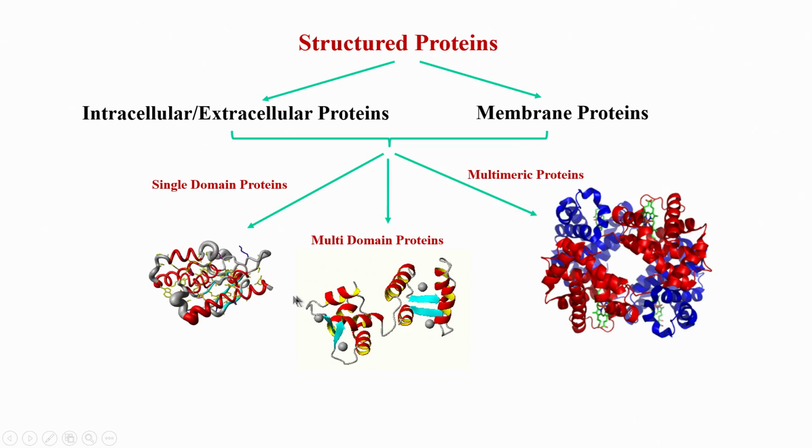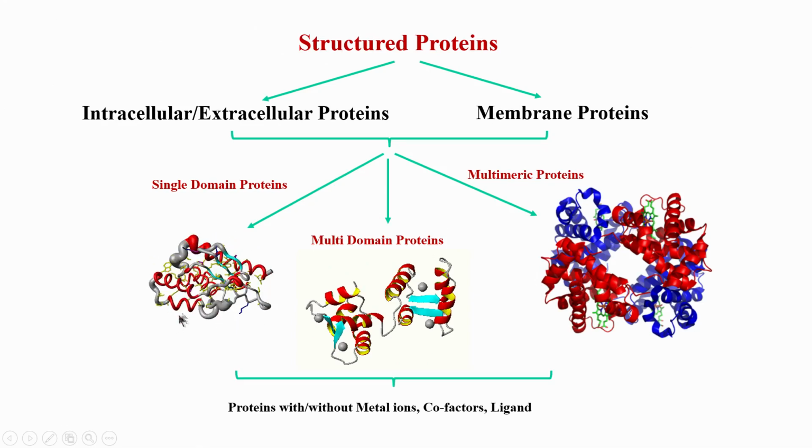So, these are 3 different categories, and we will see that for different types of proteins we need different types of strategies in NMR to solve the structure. Now, each of these can further be associated with metal ions. For example, here I have shown in grey color, these are metal ions. These metal ions are there because of the requirement for the protein to function.